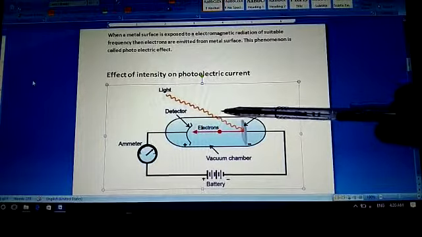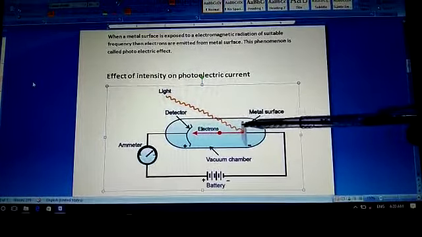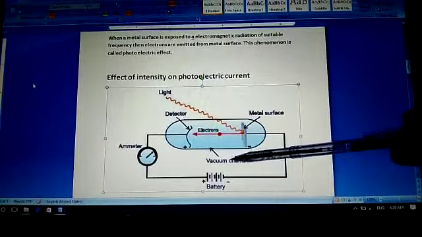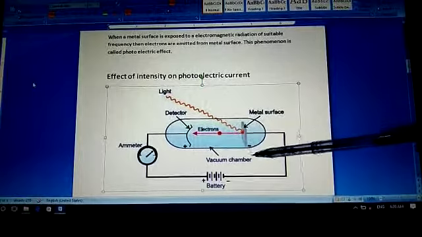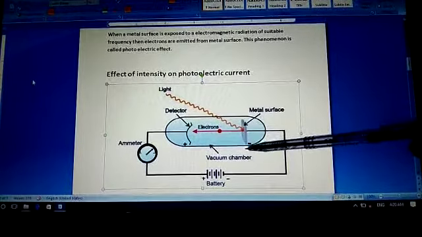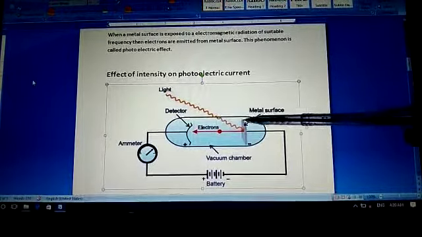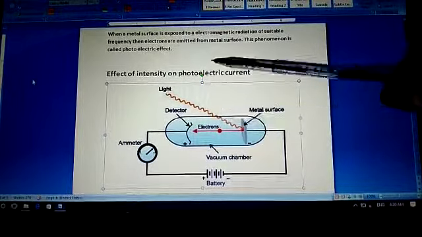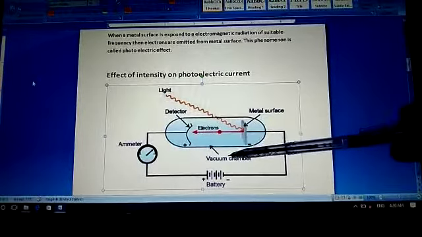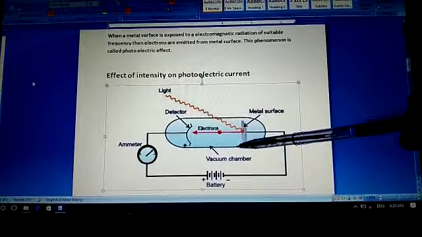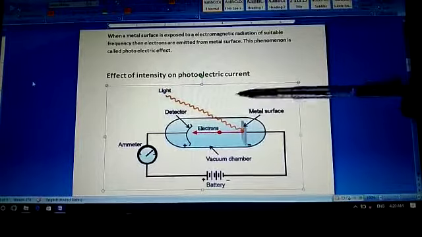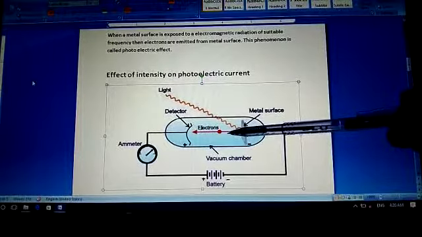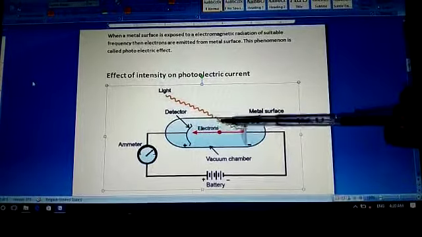Greater the intensity of the light, greater the number of photoelectrons emitted, and greater the photocurrent flowing inside the circuit. So the photocurrent is directly proportional to the intensity of the light falling on a metallic surface. If we draw the graph between the intensity of the light and the photocurrent, we get a linear graph, because the photocurrent is directly proportional to the intensity at constant voltage and frequency.